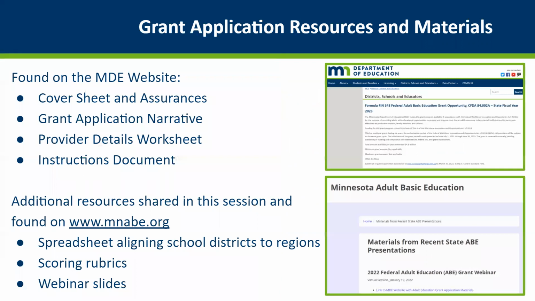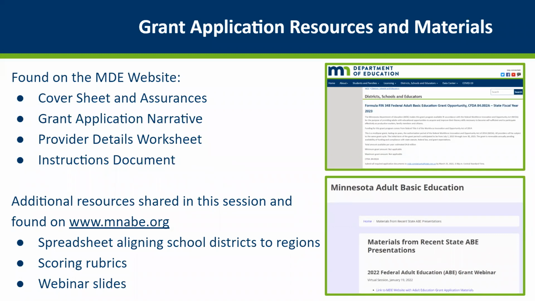A couple of resources that you might want to keep track of. So two websites in particular. One is on the Minnesota Department of Education website. You'll see the Federal Adult Education Grant Opportunity details and materials on the site there. Astrid has shared the link to that site. On that site, you'll see many resources, including the cover sheet and assurances, the grant application narrative, the provider details worksheet, and the instructions document.